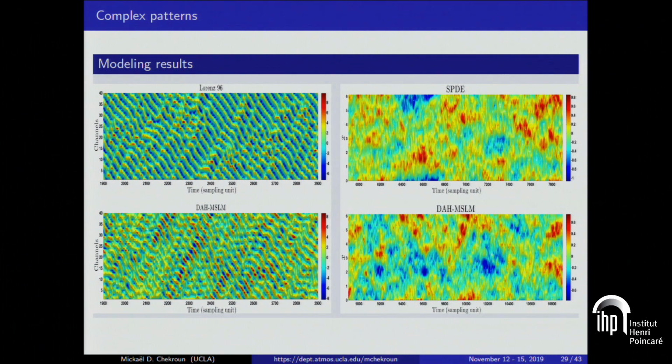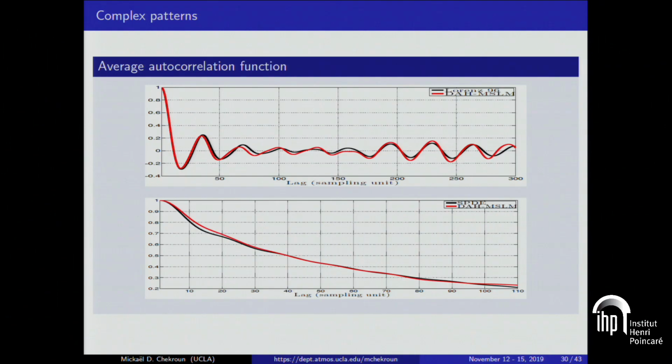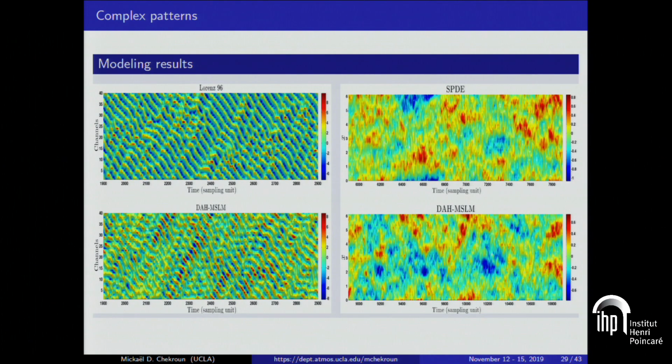Going back to the Lorenz 96, you see here, to the left, the original model, and below this the MSLM. I do my DAC decomposition, I extract my DACs. So I have represented my signal by simpler signals that I can model efficiently using these multi-layer stochastic models. And I recombine that, and you see phase coherence. The patterns are reproduced. And this is my SPDE field, and this is what you get.